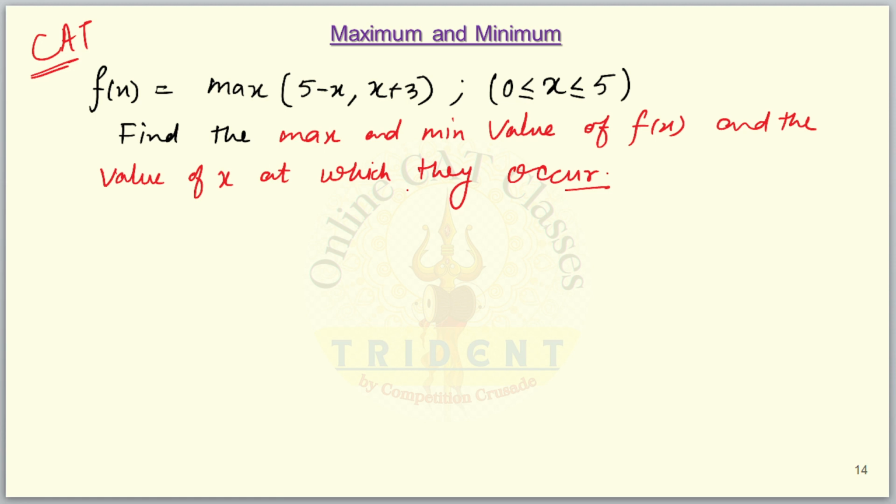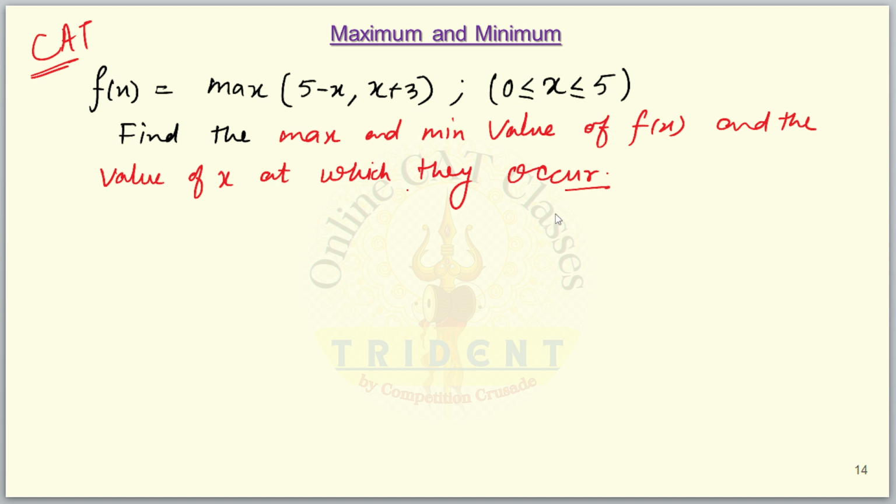Let's look into this question. In this question, we are told to find out the maximum and the minimum values of f of x and the value of x at which they occur. The function f of x is defined as the maximum of (5 minus x, x plus 3), with the condition that x lies strictly between 0 and 5.